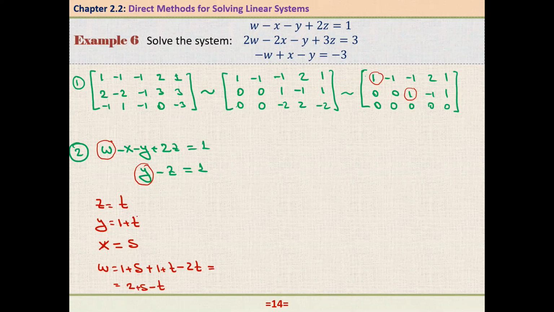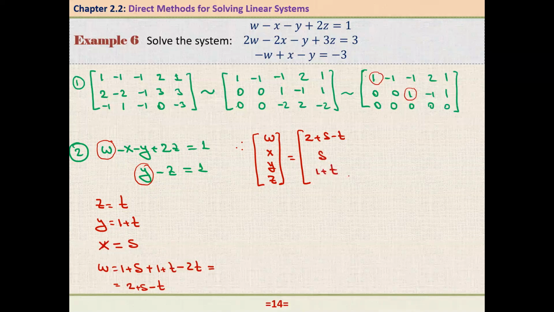How can you write this? Here we have t, 1 plus t, s, right? And here we have the thing. So if the solution is this w, x, y, and z, right? And what is w? W is this. It is 2 plus s minus t. And how about x? That is s. How about y? 1 plus t. And how about z? That's equal to t.